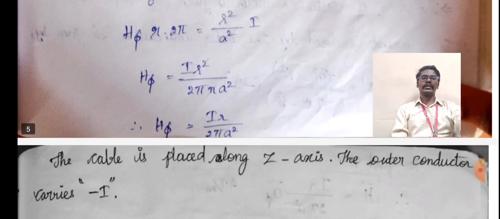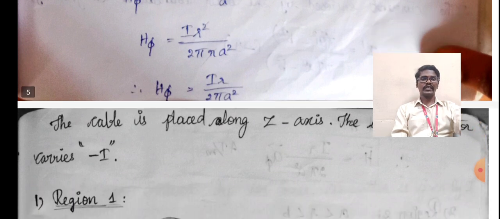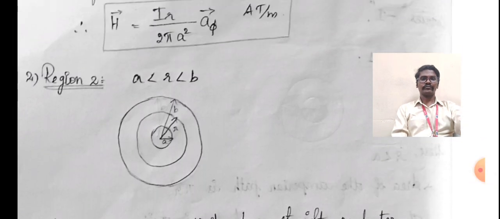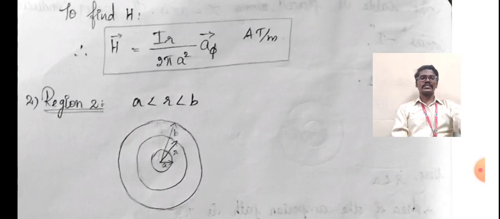Therefore H phi is equal to I r square divided by 2 pi r a square. So r and r can be cancelled. So H phi is equal to I r divided by 2 pi a square. Now the cable is placed along the y axis. This is what we discussed. Therefore H vector is equal to I r divided by 2 pi a square.